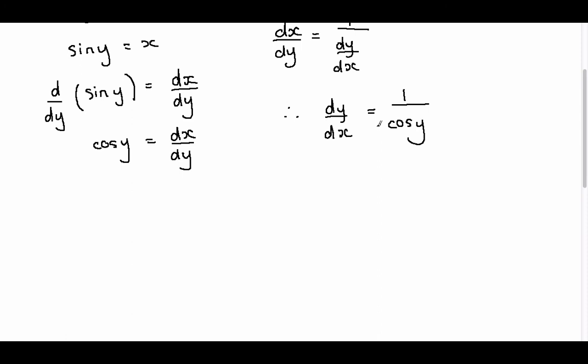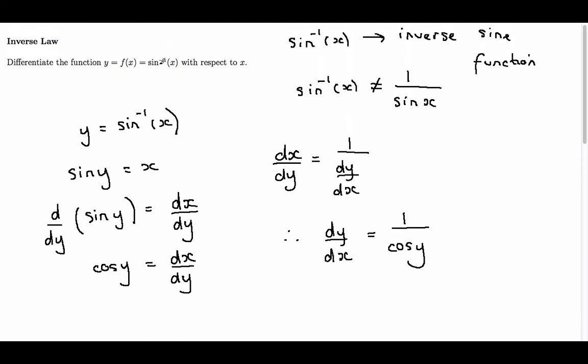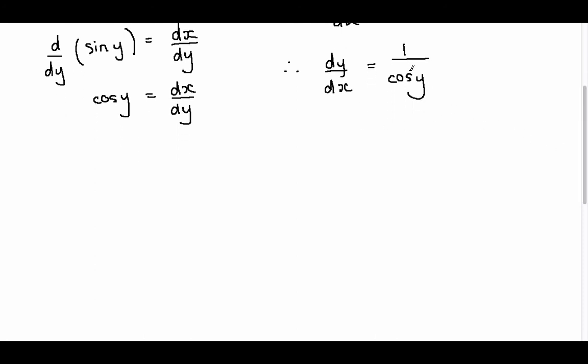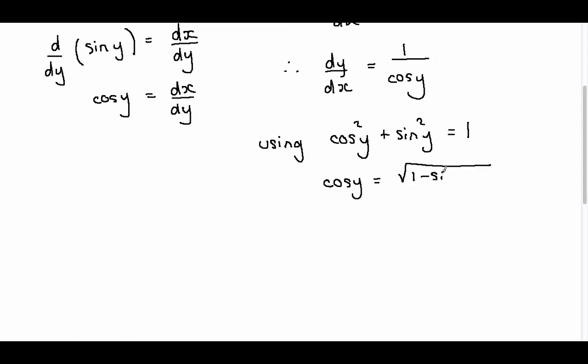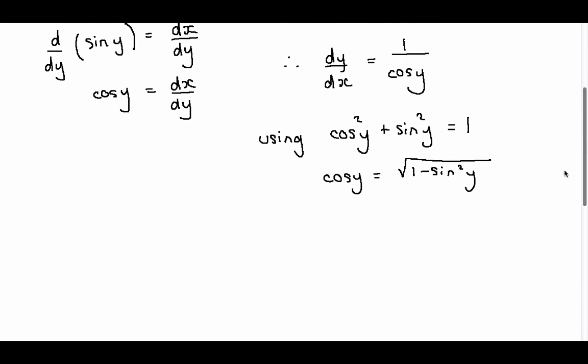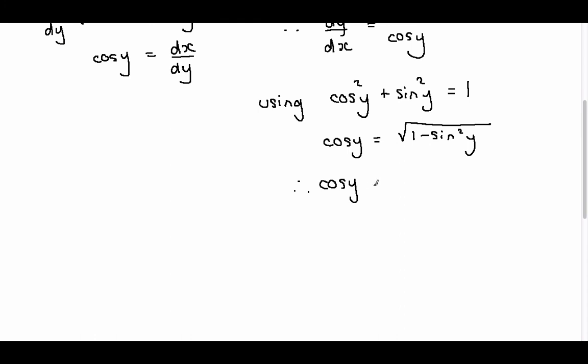So I've now found dy by dx, but I've got it as a function of y, and as my original question, y equals inverse sine of x, was all a function of x, I should find dy by dx as just a function of x. So what I will say is, using cos squared y plus sine squared y, which is equal to 1, I can say that cos of y is equal to the square root of 1 minus sine squared y. But I can also see that sine of y was equal to x. Therefore, I can say that cos of y is equal to the square root of 1 minus x squared.